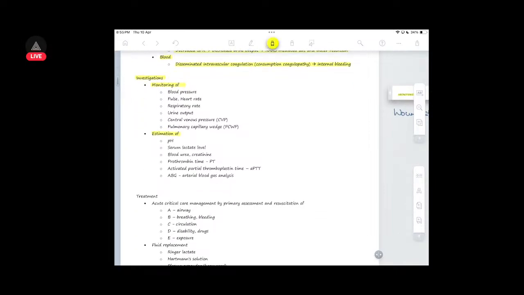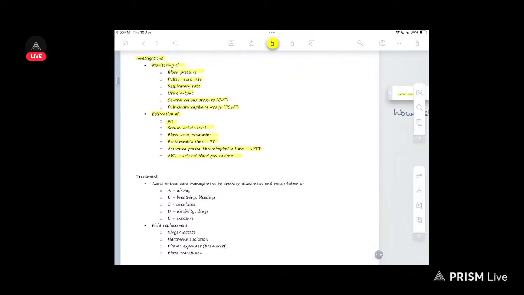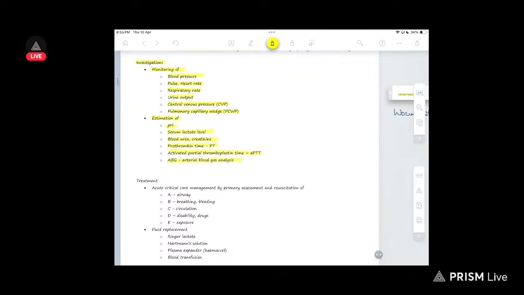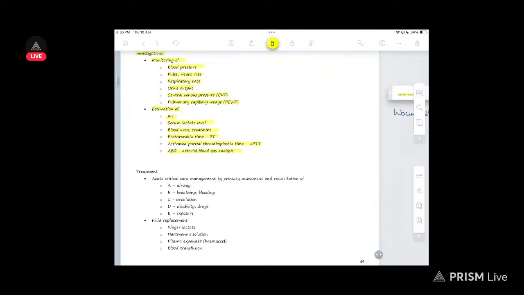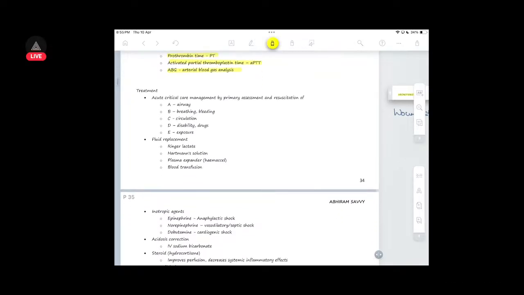So investigations: you monitor BP, pulse, heart rate, respiratory rate, urine output, central venous pressure, and pulmonary capillary wedge pressure, and estimate pH, lactate level, blood creatinine, prothrombin time, activated thromboplastin time, and arterial blood gas analysis. Okay, so moving on, you have treatment.